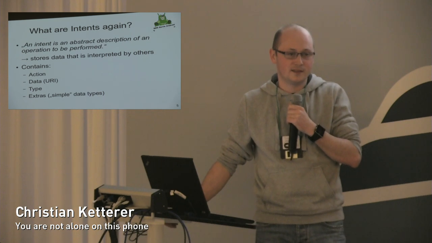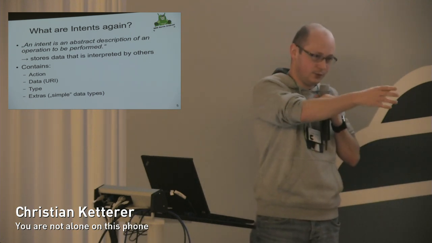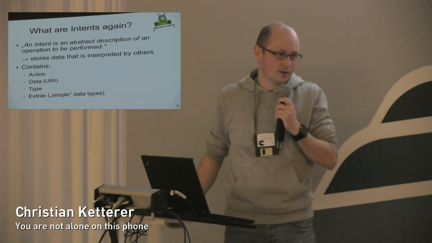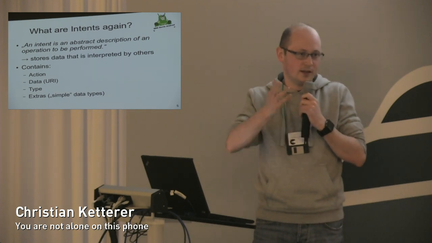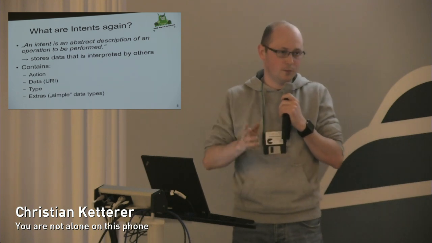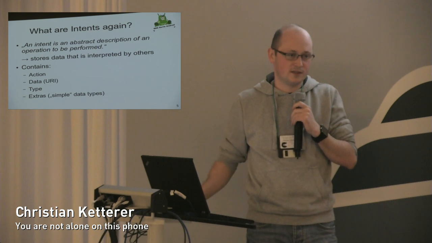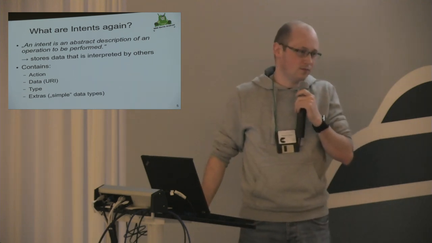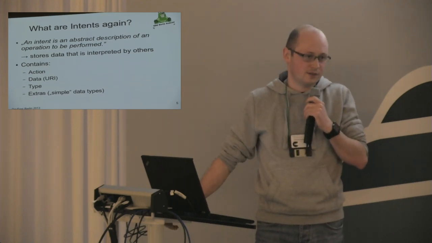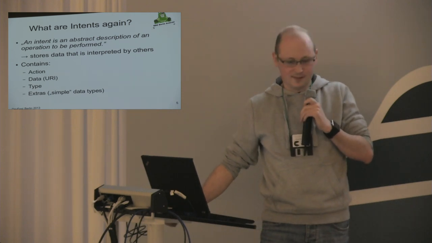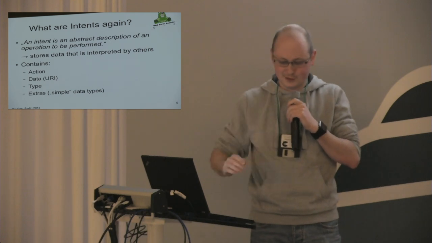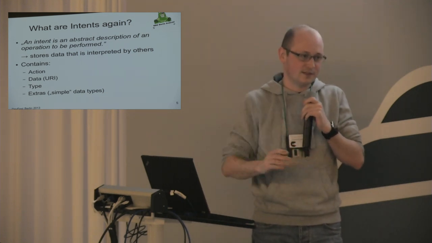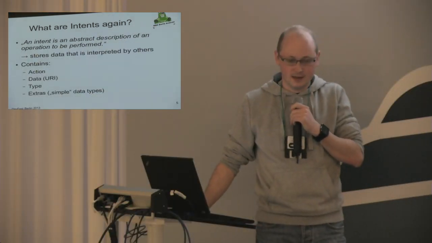An intent contains an action, that's basically, dear app, please do this and that. A data field, which is just a URI, so you can point to some other kind of data. This can be a website, so an HTTP URI, or some internal stuff. We will learn more about that later. An intent also contains a type, which is just the basic MIME type. So give me images, or give me HTML pages, or contacts, whatever. Intents can also have extras where you can put some data in it. You can only use simple data types, which is not exactly true, but let's leave it at that for the moment. So you have this intent structure, which is just data that's interpreted by the components in an Android application.